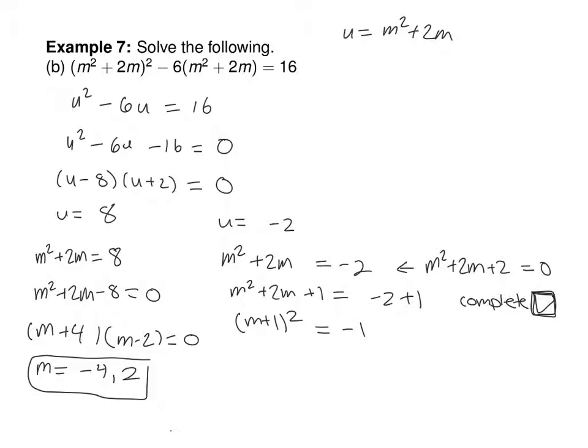And I promise I'm only going to go 30 seconds over. So m plus 1 equals plus or minus i. Great. And m will equal negative 1 plus or minus i. Okay, awesome.